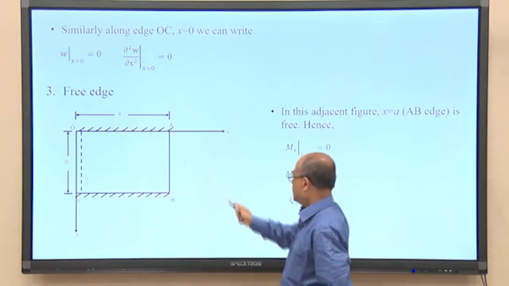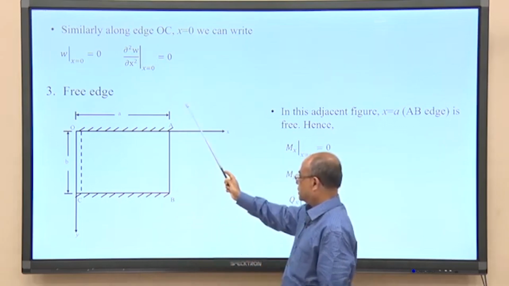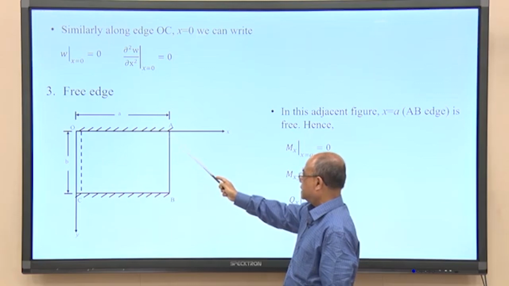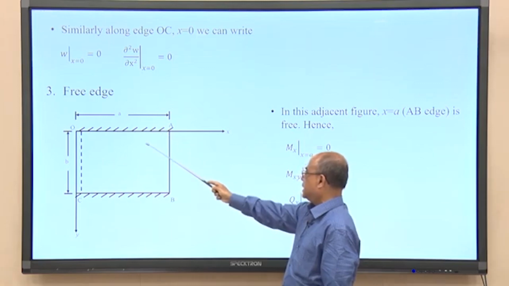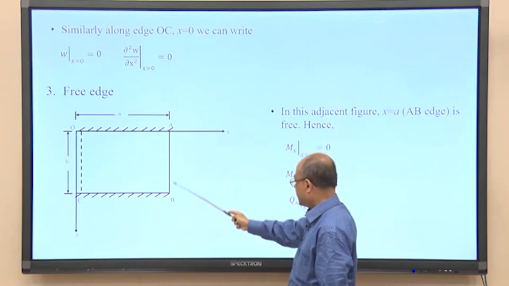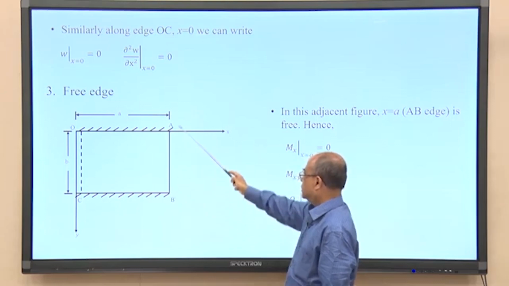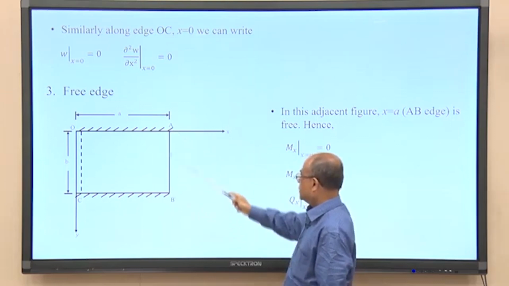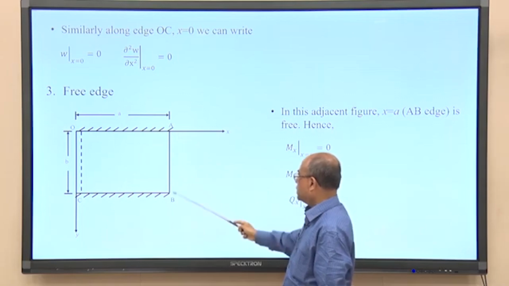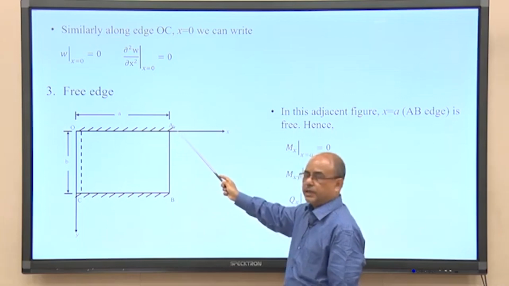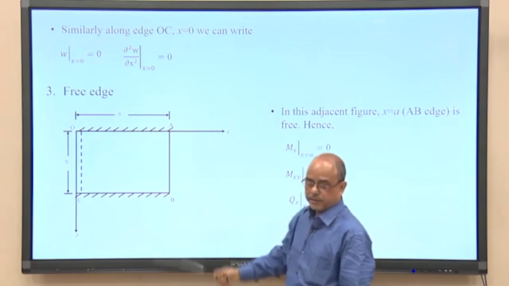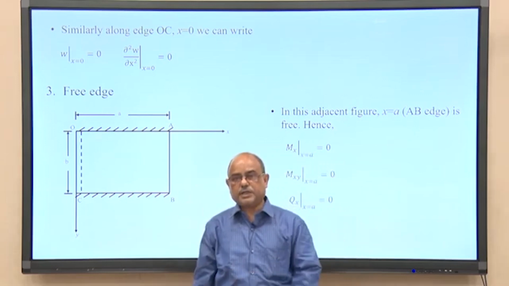Now, this edge AB is located by the x coordinate as x is equal to a. X is equal to a denotes the edge AB completely. Along AB the y coordinate varies from 0 to b, but the x coordinate is fixed, x is equal to a along AB. Now, here three conditions are there.